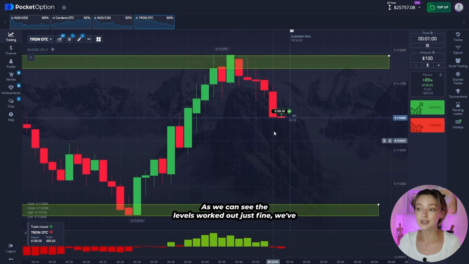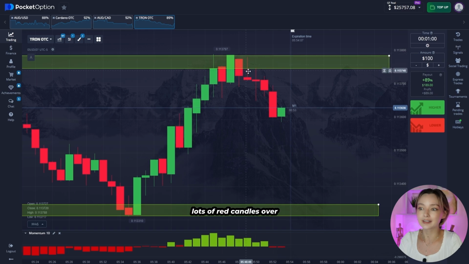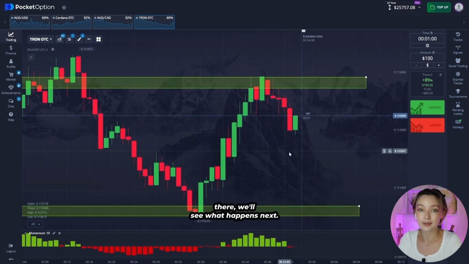As we can see, the levels worked out just fine. We've got another profitable deal. There were lots of red candles over there. We'll see what happens next.